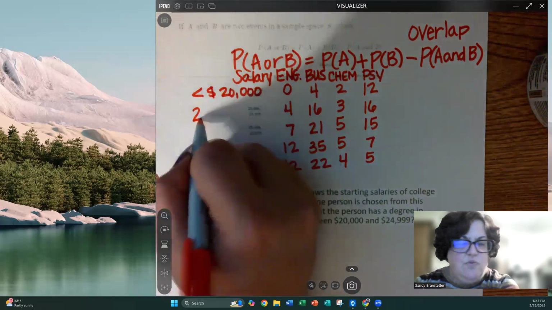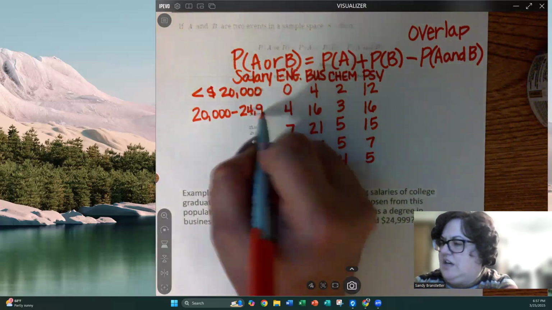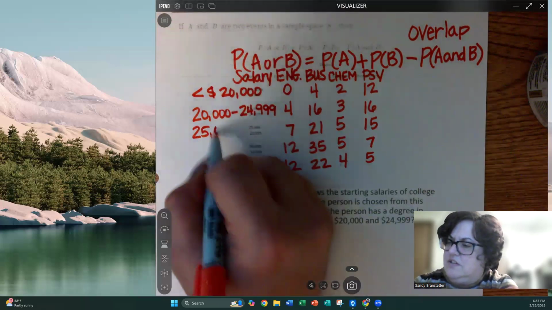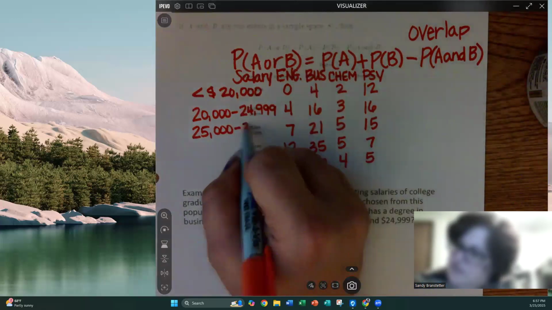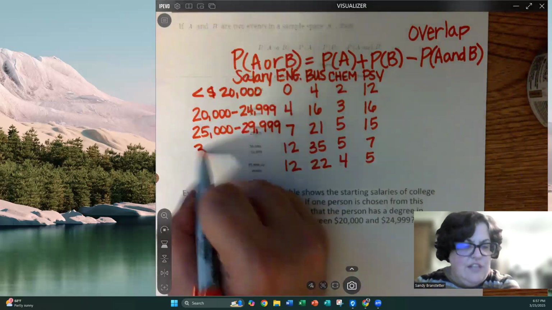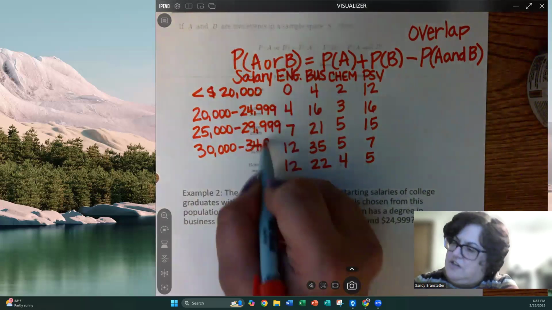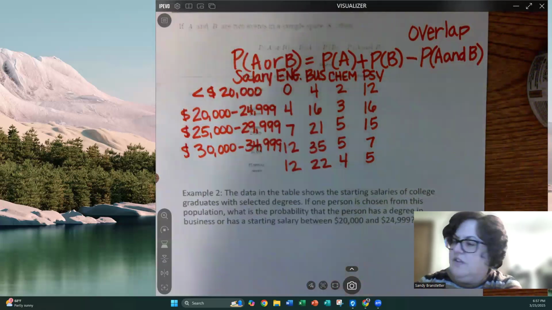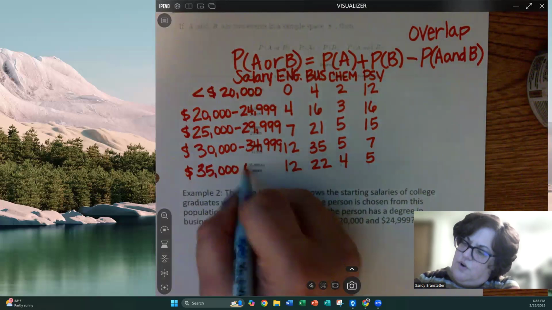The next one's going to be 20,000 to 24,999. Then we're going to do 25,000 to 29,999. Then we're going to do 30,000 to 34,999. Again, these are all the salaries. And then the last one is going to be 35,000 or more.